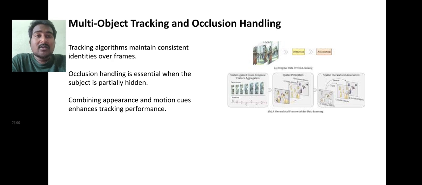Multi-object tracking and occlusion handling. Tracking algorithms maintain consistent identities over frames. Occlusion handling is essential when the subject is partially hidden. Combining appearance and motion cues enhances tracking performance. There are images about the original data driven learning and the hierarchical parametric form for the data learning. Just go through the diagrams for occlusion handling also.